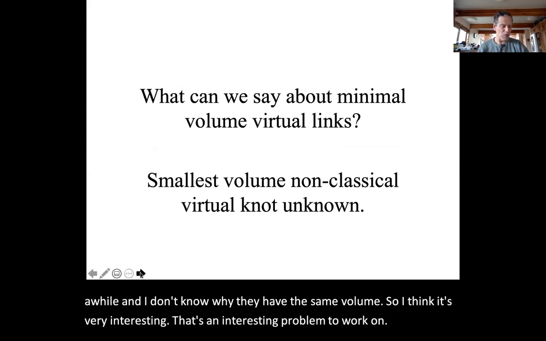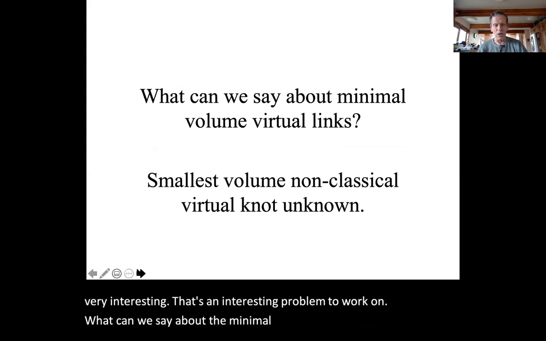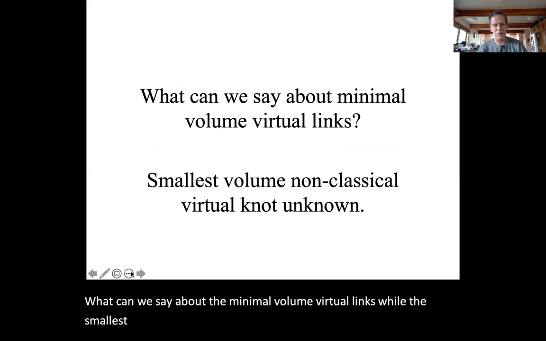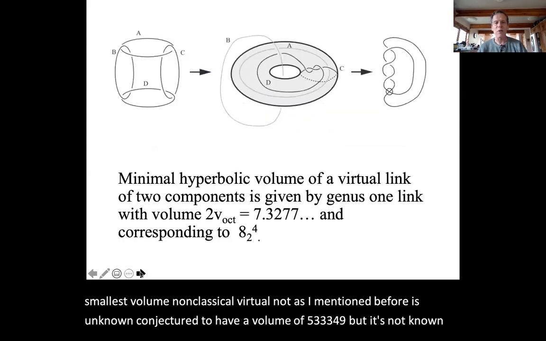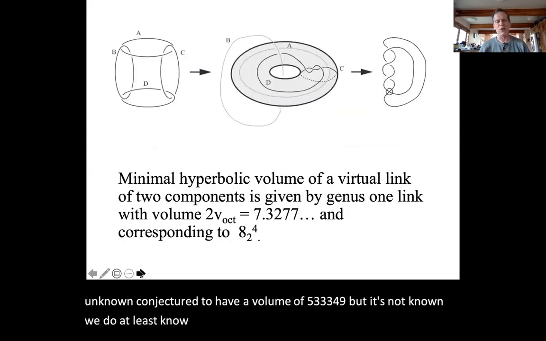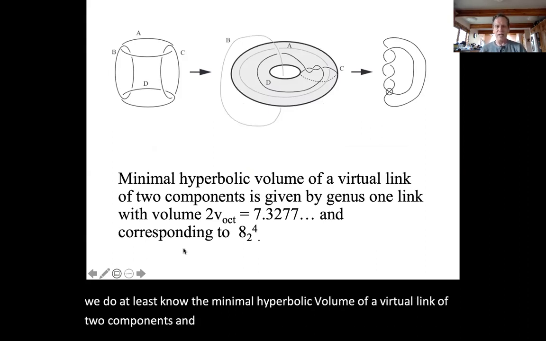What can we say about the minimal volume virtual links? Well, the smallest volume non-classical virtual knot, as I mentioned before, is unknown, conjectured to have a volume of 5.33349, but it's not known. We do at least know the minimal hyperbolic volume of a virtual link of 2 components, and that's given by this link right here.